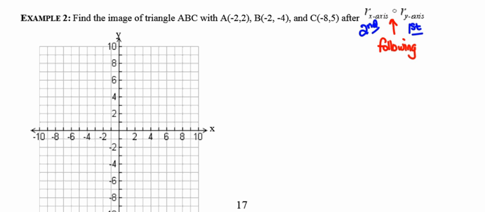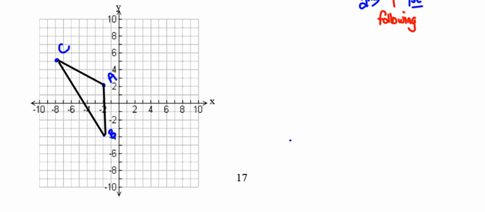So before I can do any transformations, I'm going to go ahead and get this triangle down on my paper. So here's A, there's B, there's C. So my blue triangle is the guy that I'm starting with. And the first thing I'm going to do here is reflect this triangle across the y-axis.